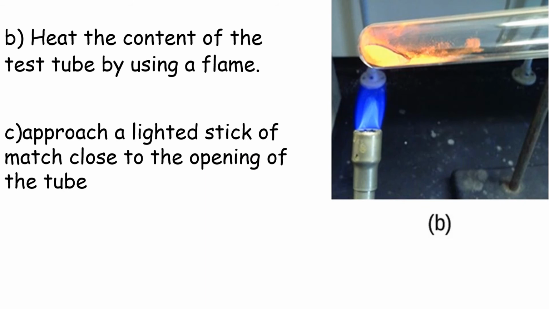Number B, heat the content of the test tube by using a flame. يبقى هنسخن المحتويات اللي هو الميركوريك اوكسايد بالفليم. Approach يعني قرب a lighted stick. يعني ايه lighted stick؟ عامله زي عود كبريت of match close قريب to the opening of the tube.